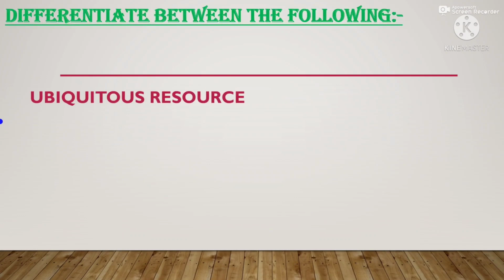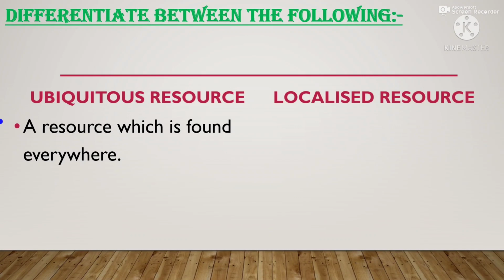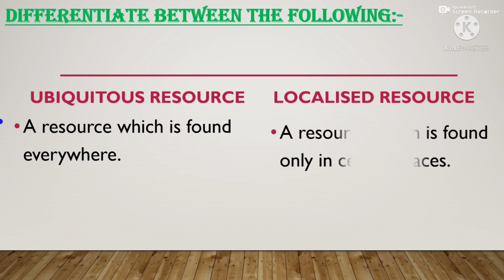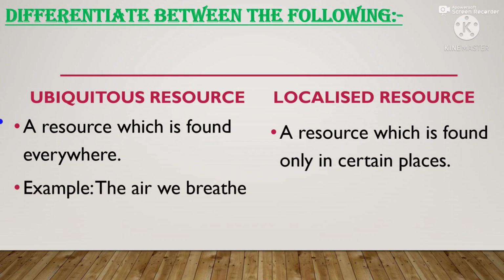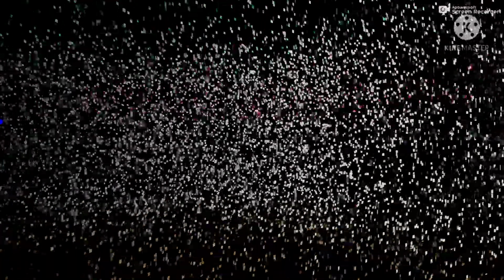Next is the difference between ubiquitous and localized resource. So ubiquitous means a resource which is found everywhere, and localized means a resource which is found only in certain places. For example, the air we breathe is a ubiquitous resource. We can find air everywhere. And example of localized resource is copper. All the minerals, gold, silver, copper are localized resources. Those can be found only in particular places, not all over the world.